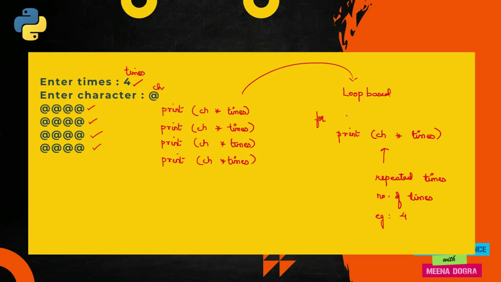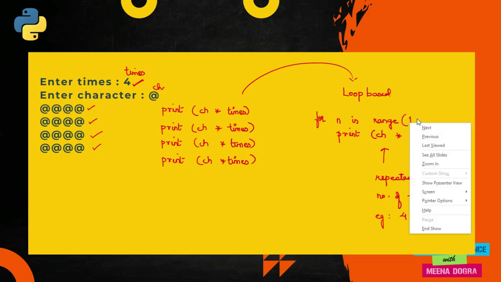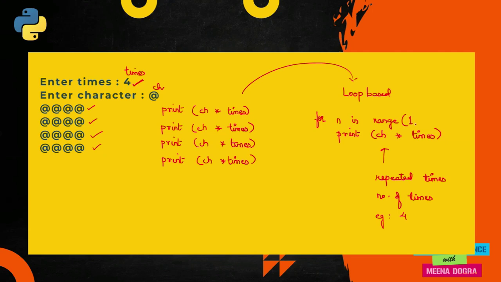I have to just make a loop that should run times number of times. So I'll name my variable n. I'll put the range function, and in this range function, what do I need to do? I have to execute this loop times number of times. For example, if the value of times is 4, what should I write? From 1, I'll mention over here 1, and then I'll mention times.